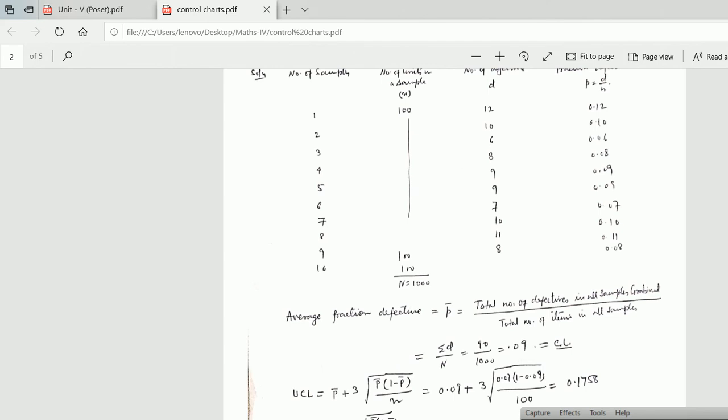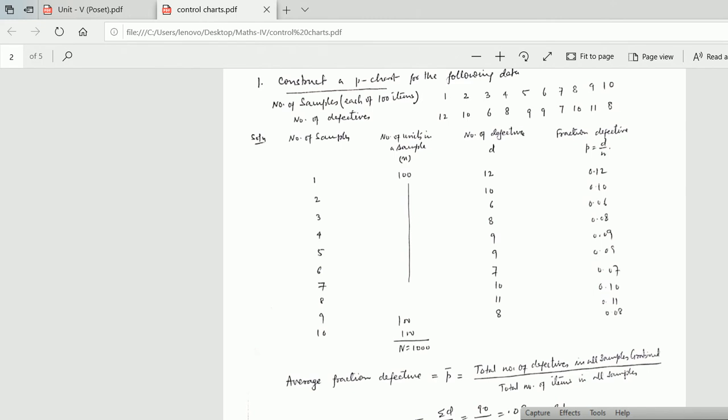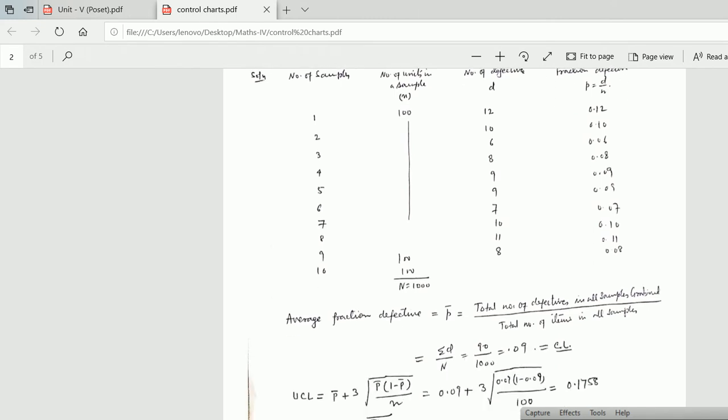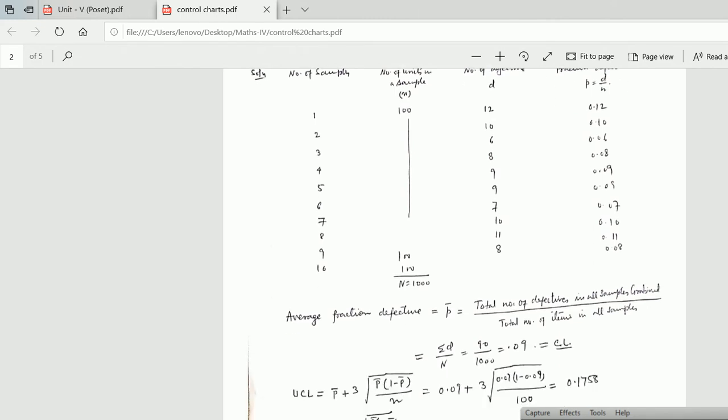Now the average fraction defective, p bar. How will you find p bar? Total number of defectives in all samples combined, that is summation D. This is the total number of defectives. Summation D is 90 and N is 1000, so p bar is 0.09. This gives you the control line.